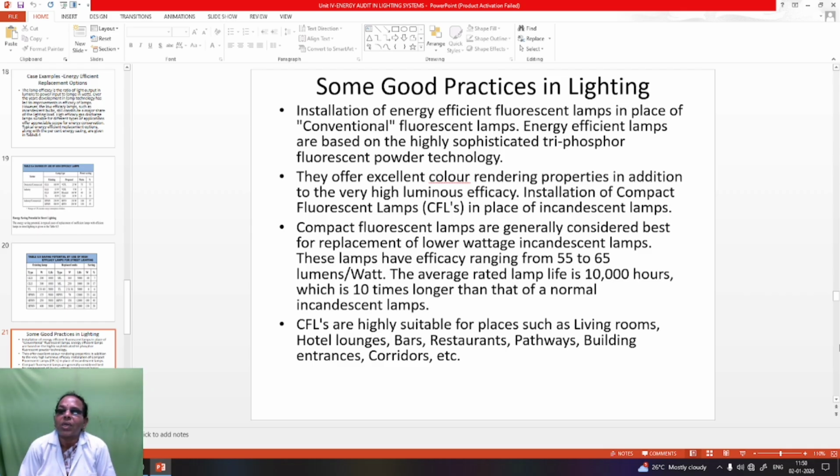Installation of compact fluorescent lamps in place of incandescent lamps. Compact fluorescent lamps are generally considered best for replacement of lower wattage incandescent lamps. These lamps have efficiency in the range of 55 to 65 lumens per watt. The average rated lamp life is 10,000 hours, which is 10 times longer than that of normal incandescent lamps. CFLs are highly suitable for places such as living rooms, hotel lounges, bars, restaurants, pathways, building entrances, corridors, etc.